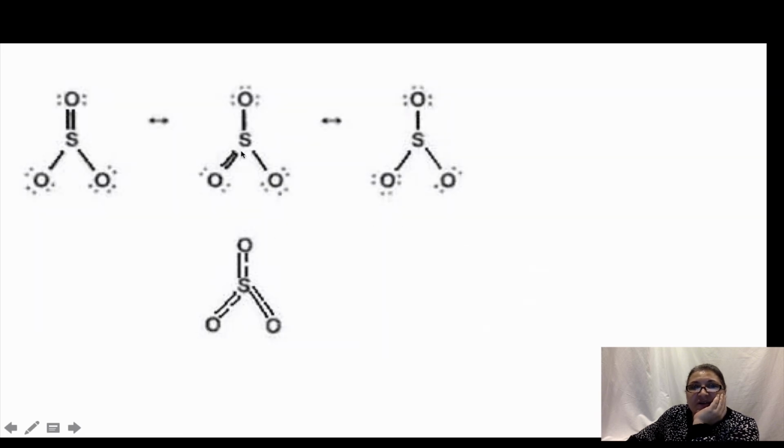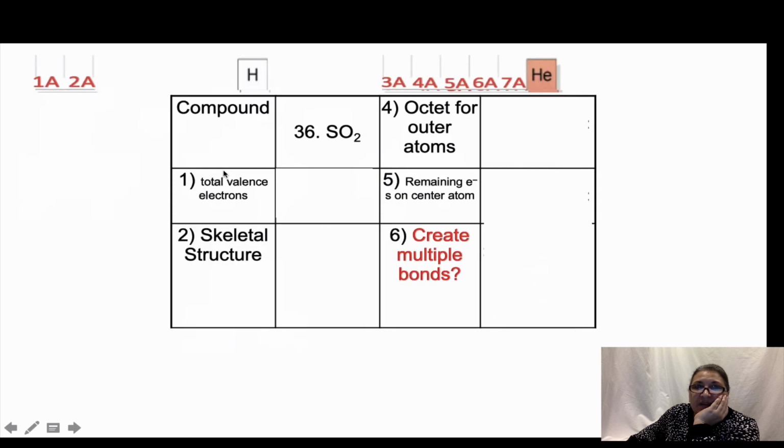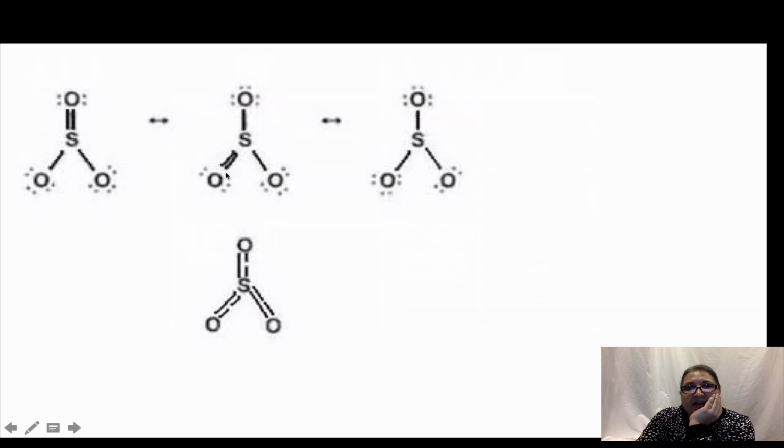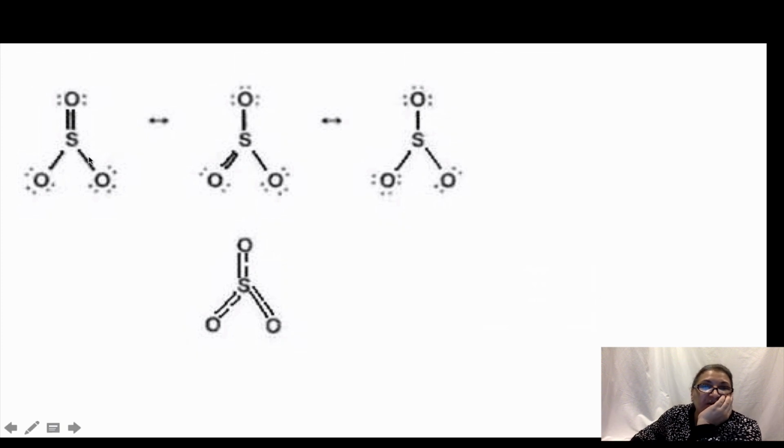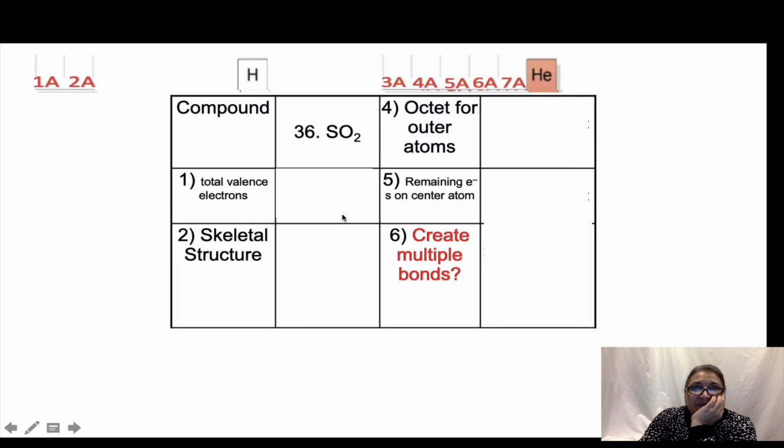Now, when we have one double bond, that double bond is kind of shared between all of them. And one way of showing it is just dots, because when it's rotating in space, you really don't know which one has the double bond. The double bond could be with that one, with this one, or with that one. So it's shared with all of them.